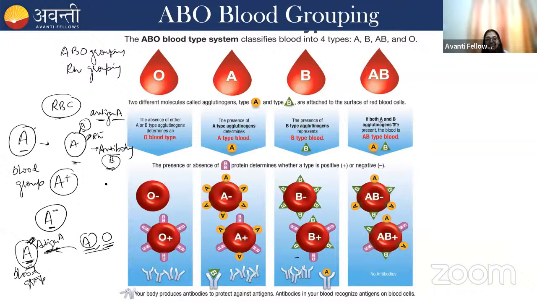So on the basis of these, we can say that AB is a universal recipient because it has antigen A and antigen B. It does not have any antibody. So it can receive the blood from B, A, and O. And O is a universal donor because it does not have antigen. Remember this.